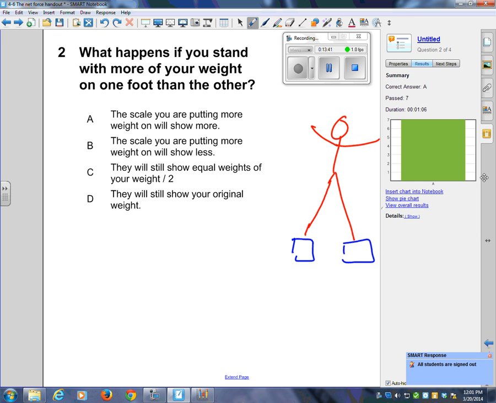What happens if you stand on more? Obviously, the scale you're putting more weight on will show more. That's A. I think everyone got them all right.